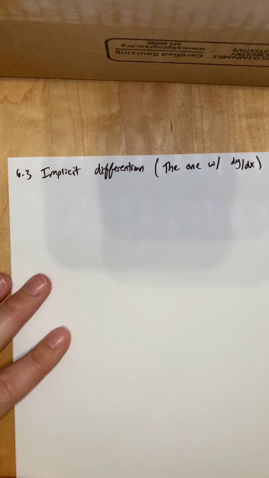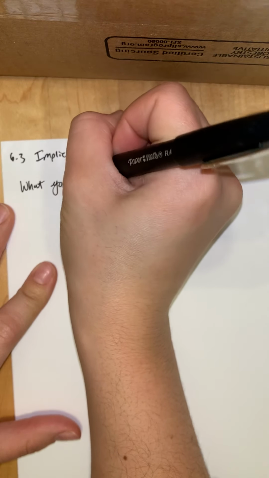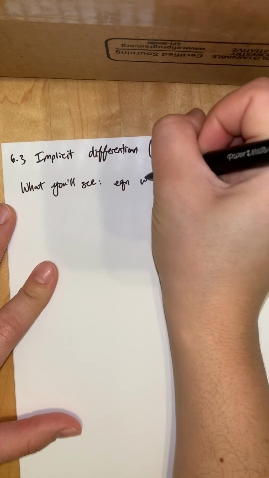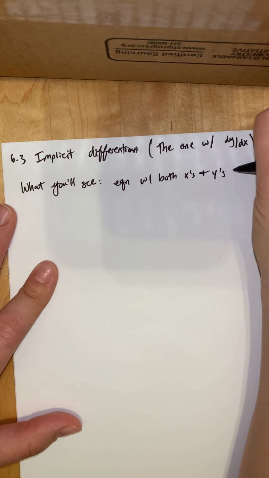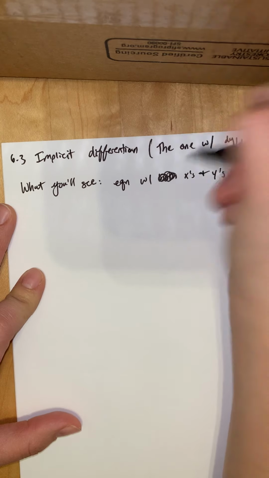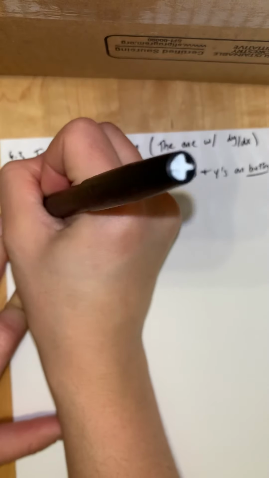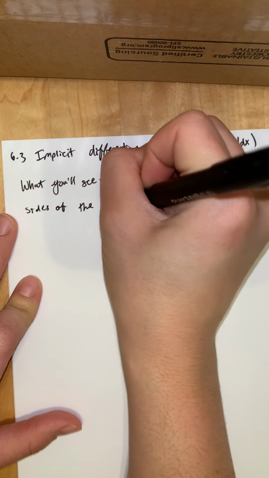How will you know that you're supposed to use implicit differentiation, right? In 9.2, we learn about doing partial derivatives. How do we know that we need to do implicit differentiation? What you'll see to tip you off to this fact is that we have an equation with x's and y's on both sides of the equal sign.